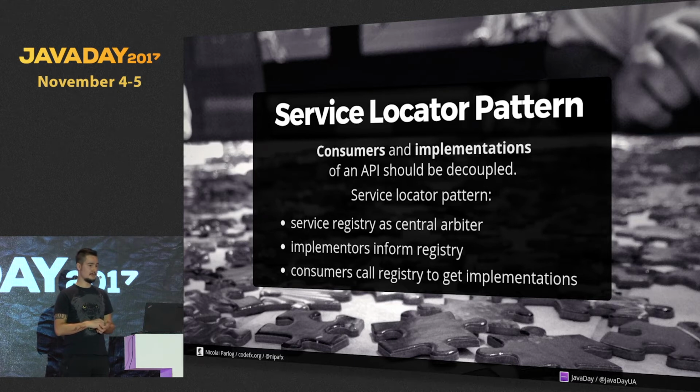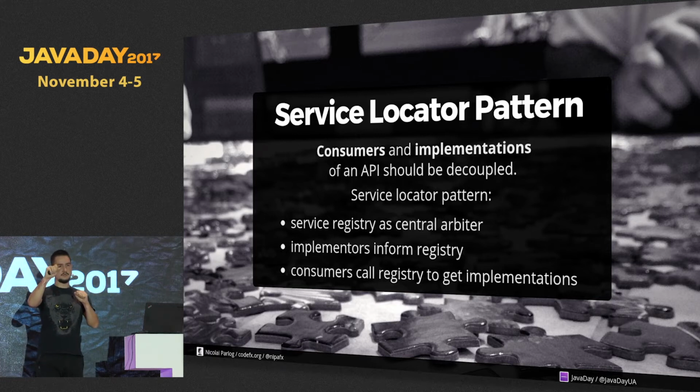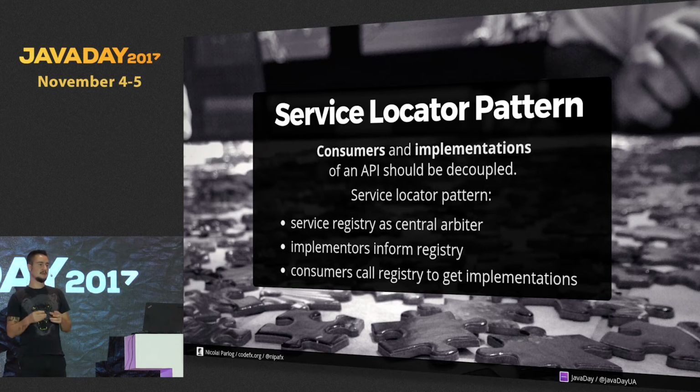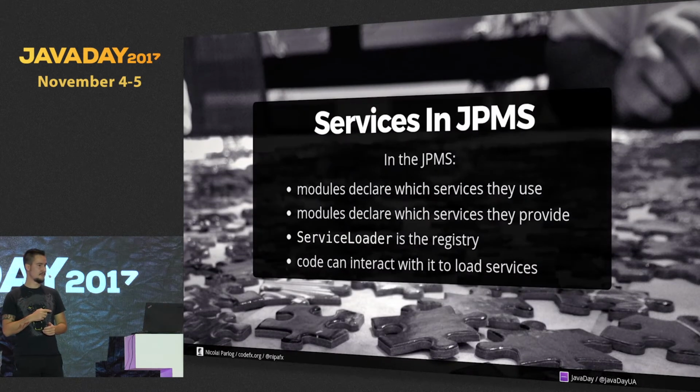One is the service locator pattern, which decouples consumers and implementers of an API and puts a service registry in the center, which negotiates between someone who provides an implementation and someone who consumes an implementation. So that means that consumers and providers inform the registry that they use or provide a service, and then the registry can be called and hands out instances. In the platform module system, this is done by the service loader. The service loader plays the registry since Java 6. So this is not a new feature.